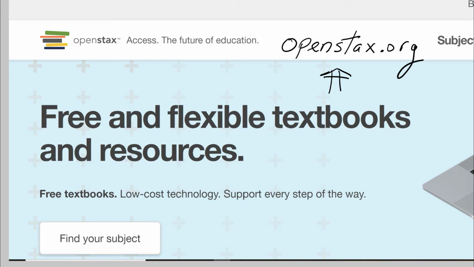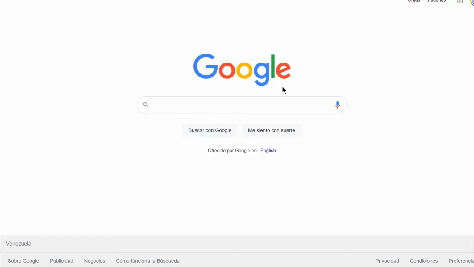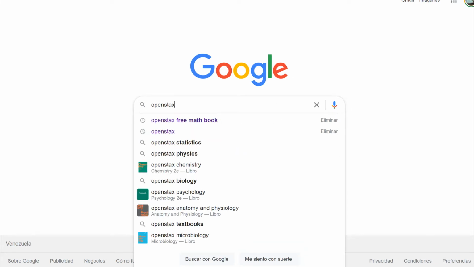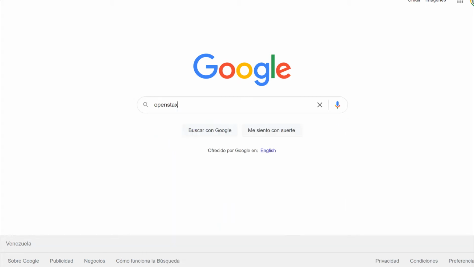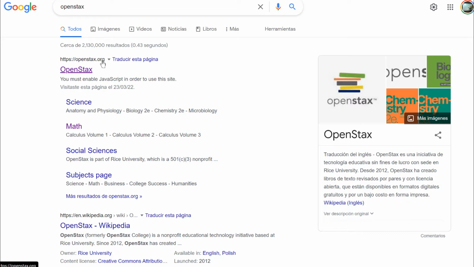Our first source is OpenStax.org. If you don't have the books of OpenStax, go to Google and write OpenStax, and you will get this web OpenStax.org and choose it.